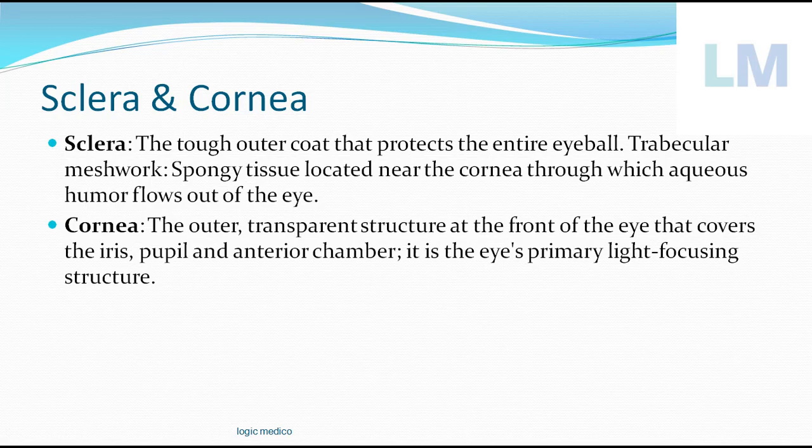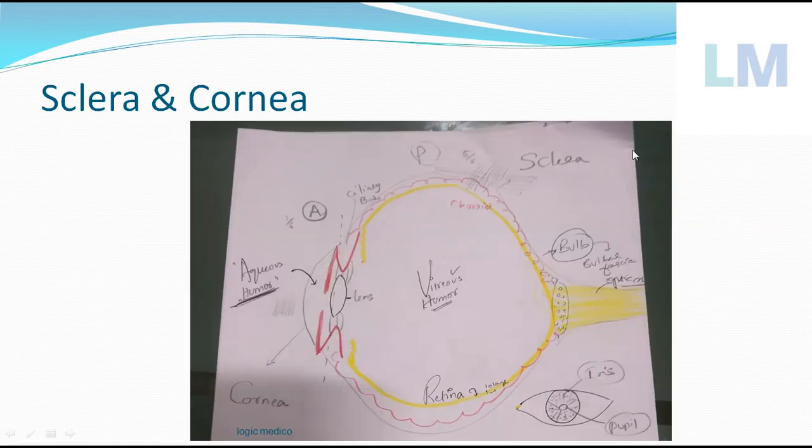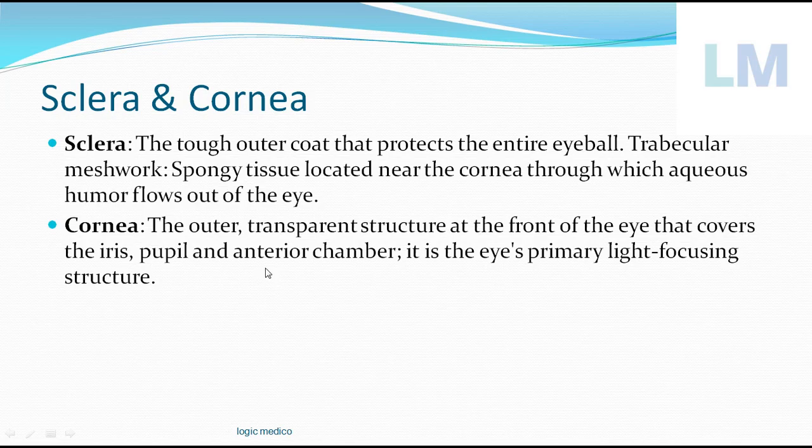So the tough outermost covering protects the entire eyeball, and there is a meshwork called trabecular meshwork at this junction, the junction between the sclera and cornea, which drains a liquid called aqueous humor. Then the cornea is the outermost covering of the eyeball. It's a transparent structure which is in front of the iris, in front of this pupil and anterior chamber. It allows the light to travel through it.